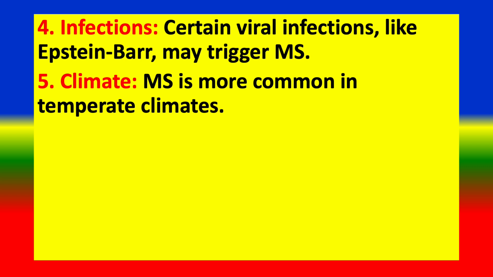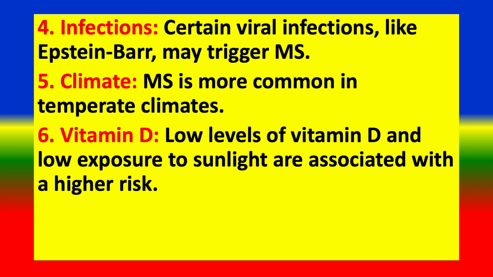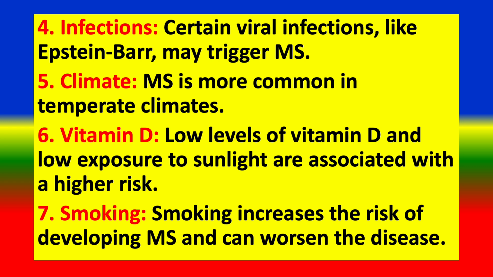5. Climate. MS is more common in temperate climates. 6. Vitamin D. Low levels of vitamin D and low exposure to sunlight are associated with a higher risk. 7. Smoking. Smoking increases the risk of developing MS and can worsen the disease.